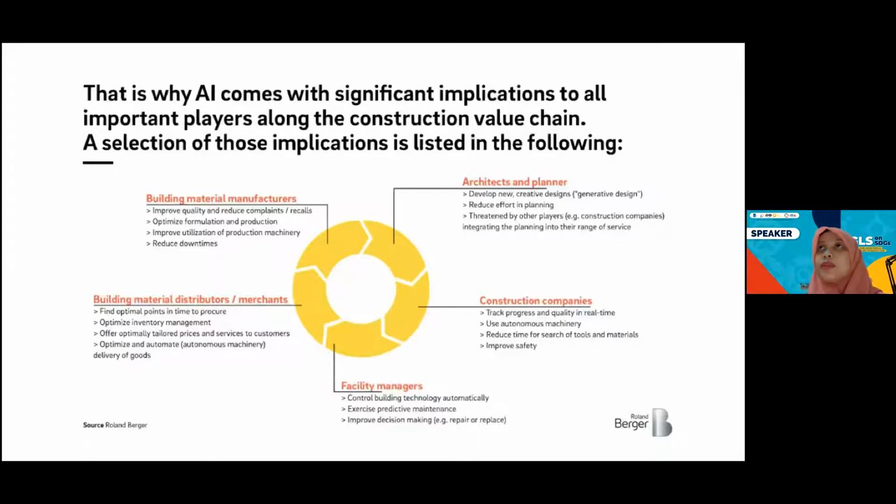And also we can use autonomous machinery to reduce time searching for tools and materials. And if we use some robotics, the human can be helped to make some buildings, and it can improve the safety of the employees, of the human. Facility managers, for example, can control building technology automatically, exercise predictive maintenance, and improve some decision making.